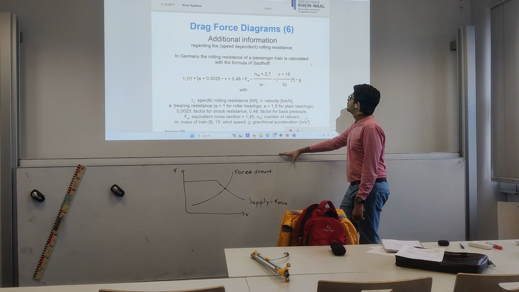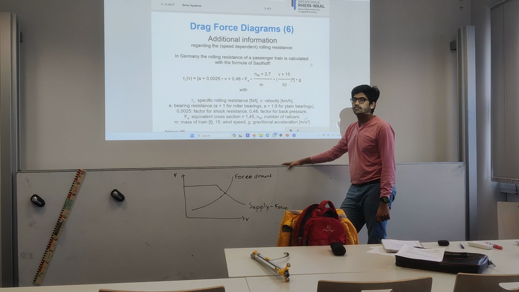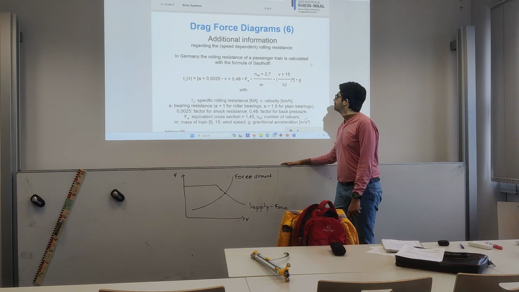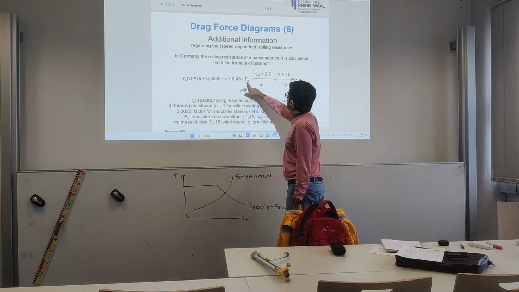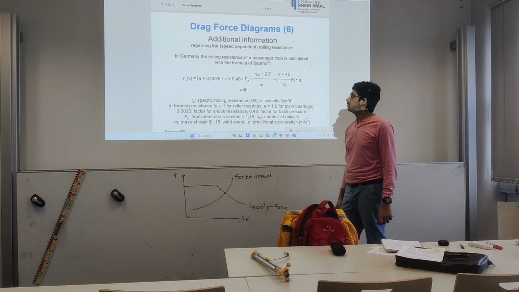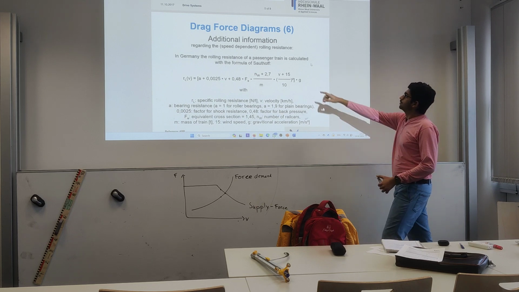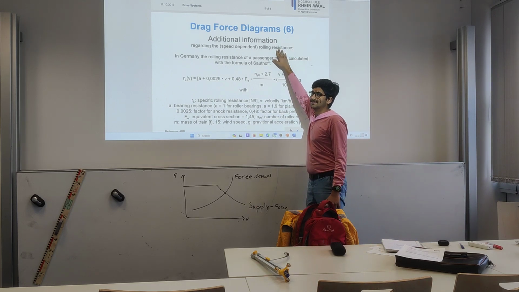Okay. Okay, makes sense. Because you can see here you have Newton, and then you are dividing by mass. Yeah, Newton per ton is the unit. Okay, that makes sense.